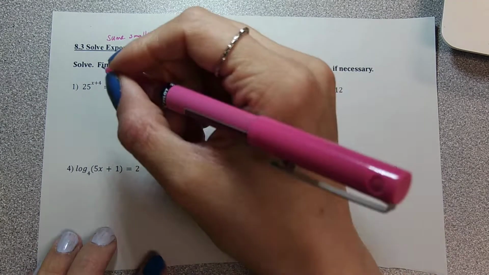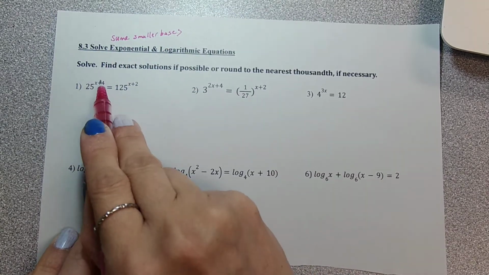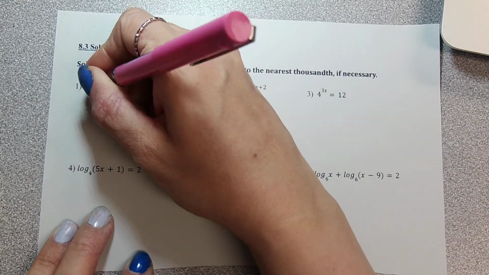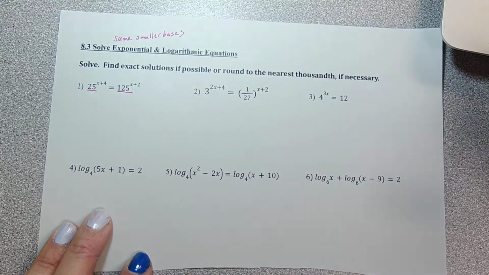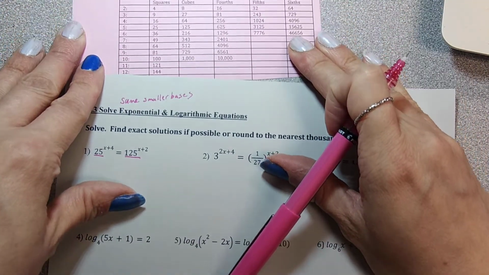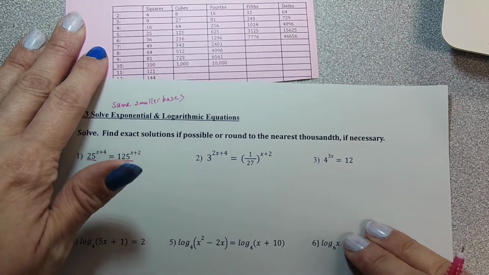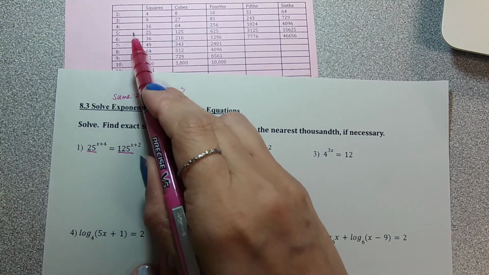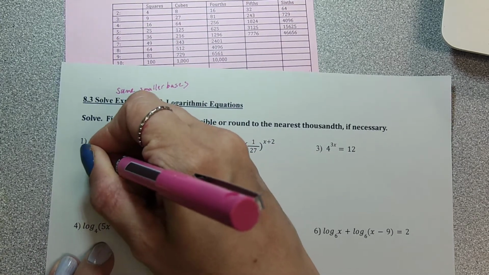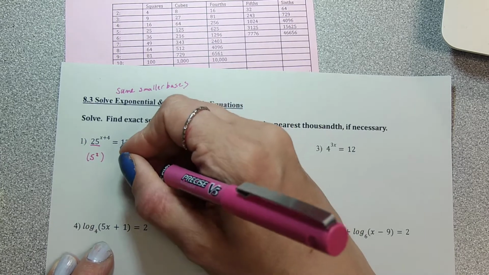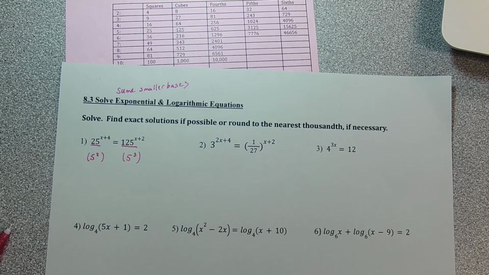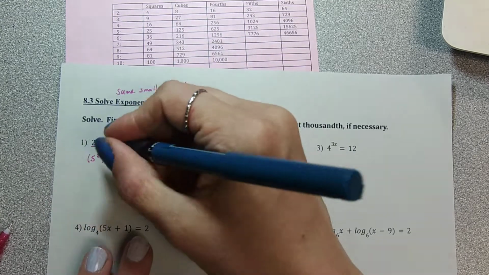So, for example, if I look at these two bases, I know that this is an exponential equation because the variable is up in the exponent. This one is 25. This one is 125. So either using our knowledge about perfect squares and perfect cubes, or we can look at our sheet, we see that I can write both of those as base 5. So I'm going to replace 25 with 5 squared, and I'm going to replace 125 with 5 cubed, and then I've still got the x plus 4 and the x plus 2.